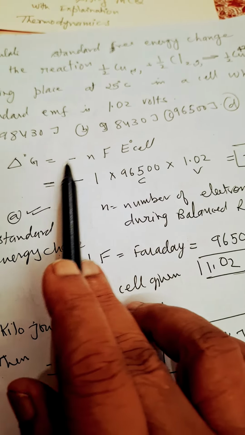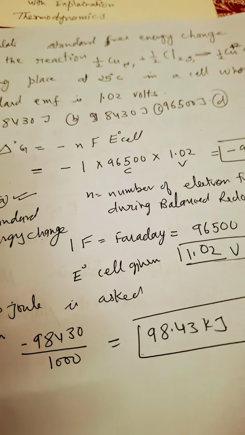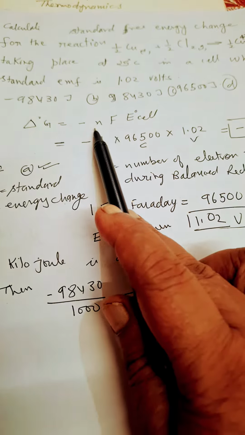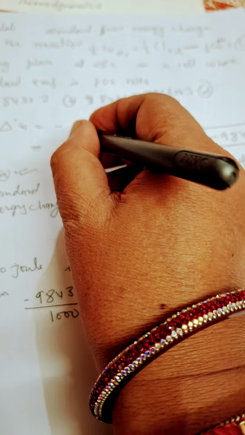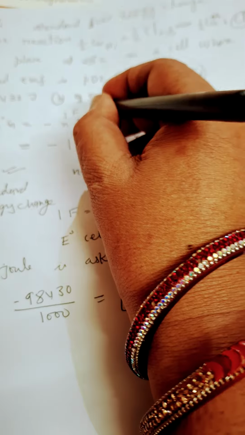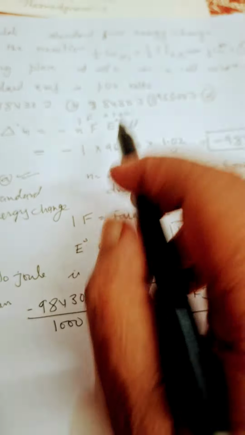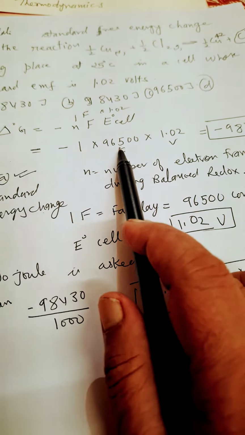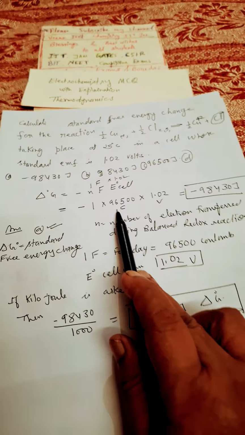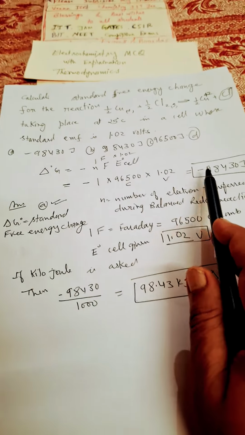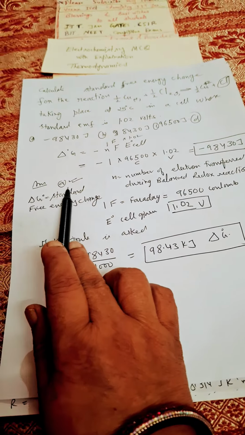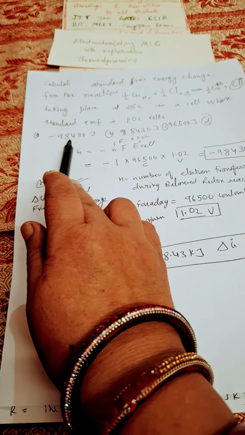So delta G naught is equal to minus nFE naught cell. As I told you, only one Cl negative is operating, meaning 1 Faraday charge is required. So I write here 1 Faraday, and E naught cell is given, 1 into 1.02. This is the equation. Now instead of Faraday I have written 96500, because 1 Faraday has the value 96500 coulomb. So 1 into 96500 into 1.02 is equal to minus 98430 joule. Calculate it out. So answer A is correct, minus 98430 joule.